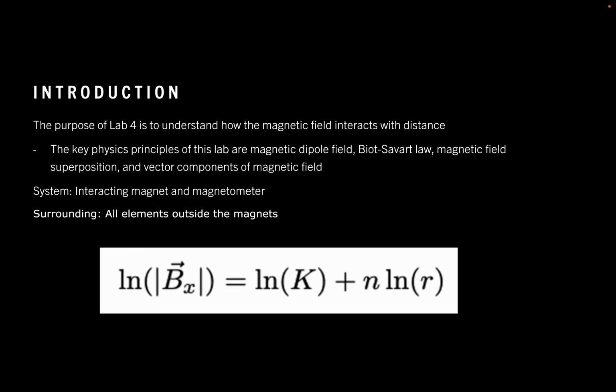So the purpose of lab 4 is to understand how the magnetic field interacts with distance, and the key physics principles that we use in this lab are the magnetic dipole field, Biot-Savart law, magnetic field superposition, and vector components of magnetic field. And the system is the interacting magnet and the magnetometer that is found on an iPhone, and the surrounding is all other elements outside of the magnet and the magnetometer.